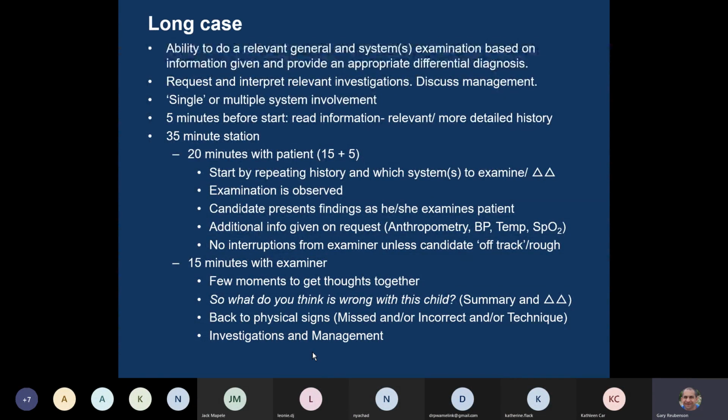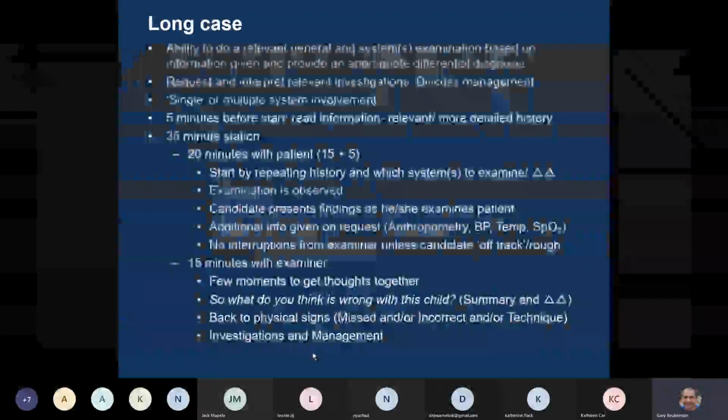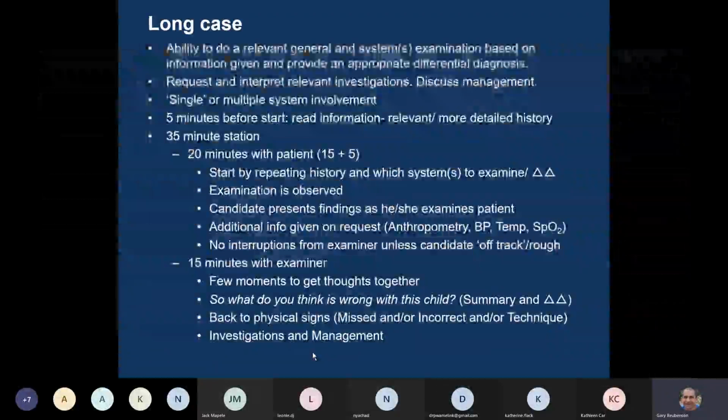The long cases will take place prior to that, probably a few weeks prior, and they'll be in person. The idea behind this is it evaluates people's ability to do a general and systems examination. It's often 2 systems, or it can be one system where there's a fair amount of pathology. At the end of it, you want to be coming up with a differential diagnosis, and then going on to further discussion around relevant investigations, how you use those investigations to narrow down your differential diagnosis, and there will almost always be time to discuss management.